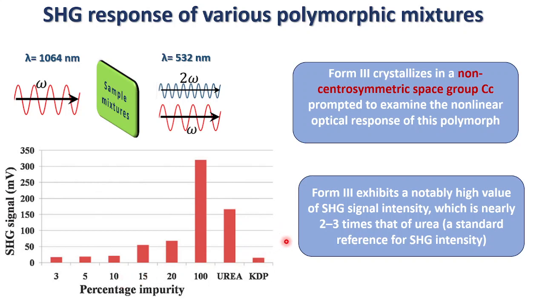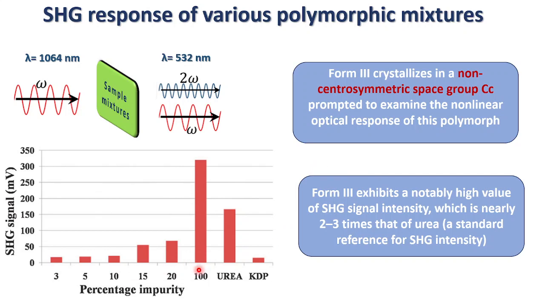The standard reference used here is urea. When we take the third form alone, that means 100% form 3, we will get a signal double that of the standard reference. For urea the signal is above 150, but when we take 100 percent form 3, we will get a signal above 300.